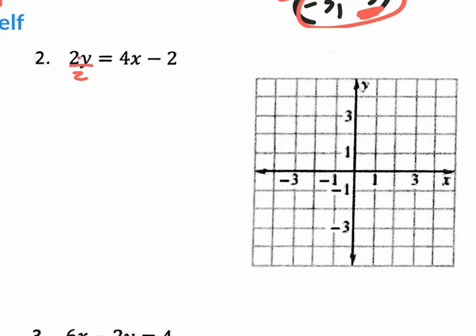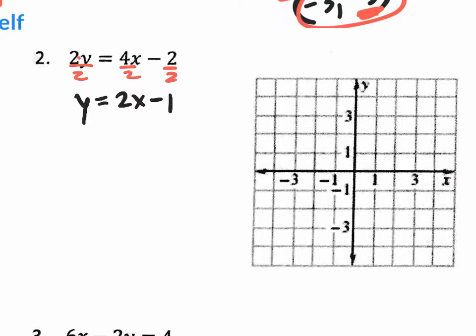I'm going to divide by 2, divide everything by 2. Kind of like if I had a fraction and I get rid of it by multiplying by the denominator, I multiply everything by the denominator. Same thing here. I want to get rid of that 2, so I divide everything by 2. So I'm going to have a new equation, y equals 2x minus 1.